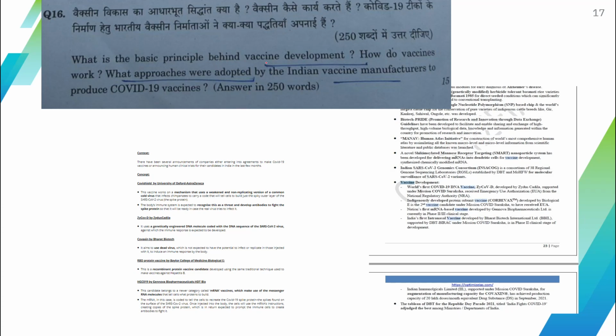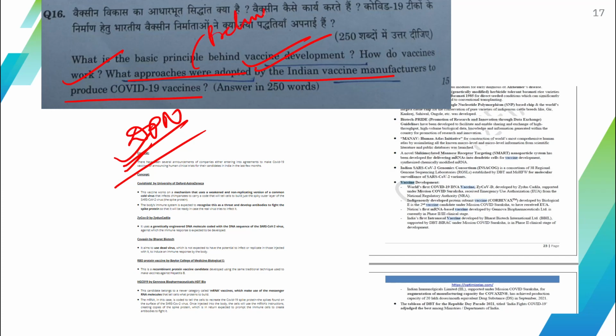What are the basic principles behind vaccine development? How do vaccines work? What approaches were adopted by the Indian manufacturers to produce COVID-19 vaccine? You can see here, directly from the DPN. At least the first two parts of the question were not expected. This is mostly a prelims concept.